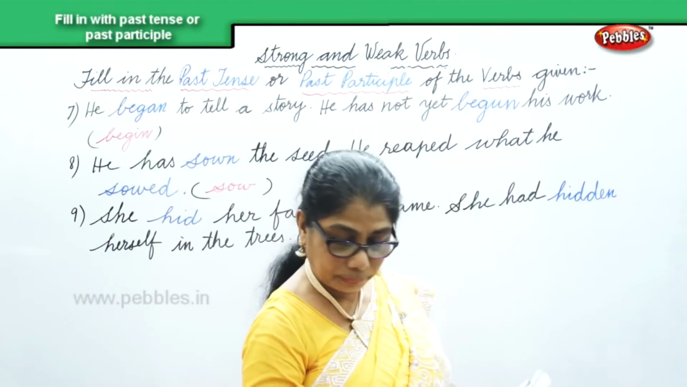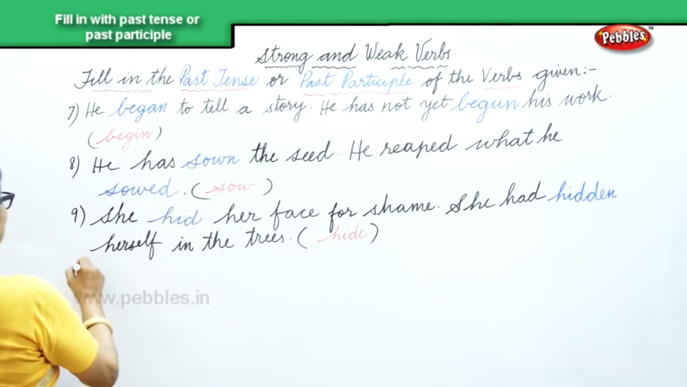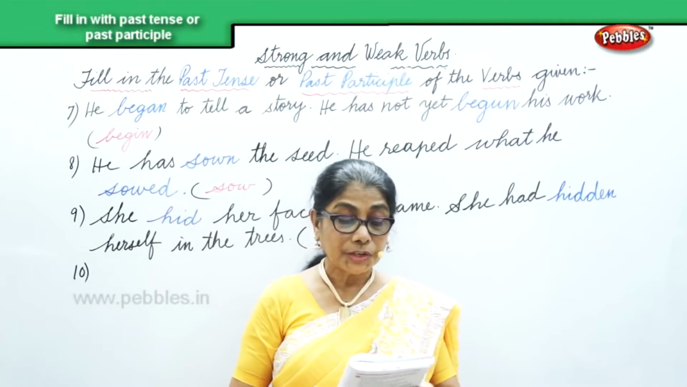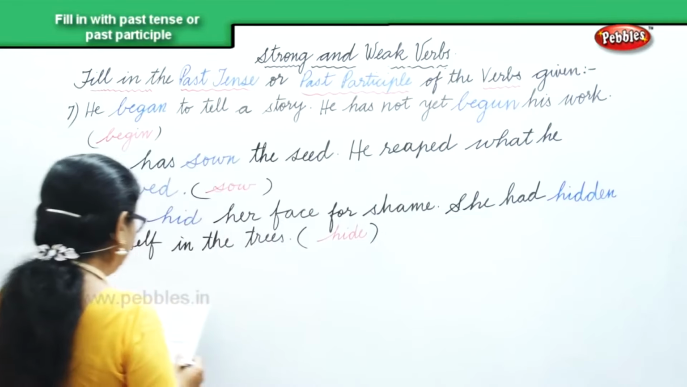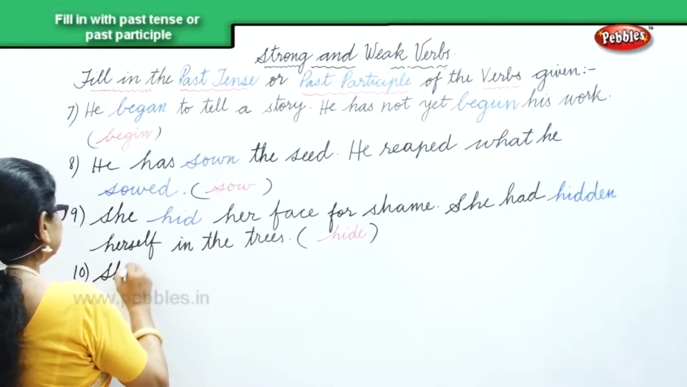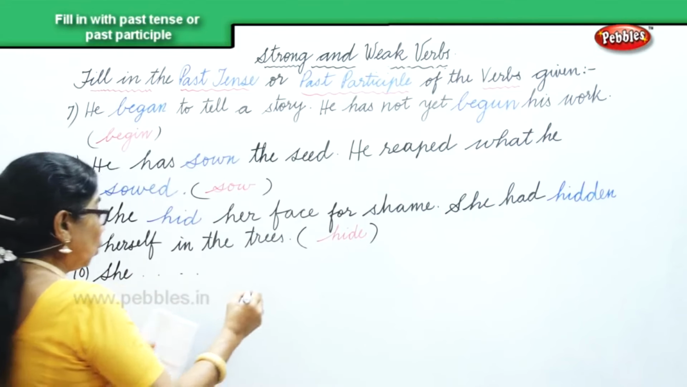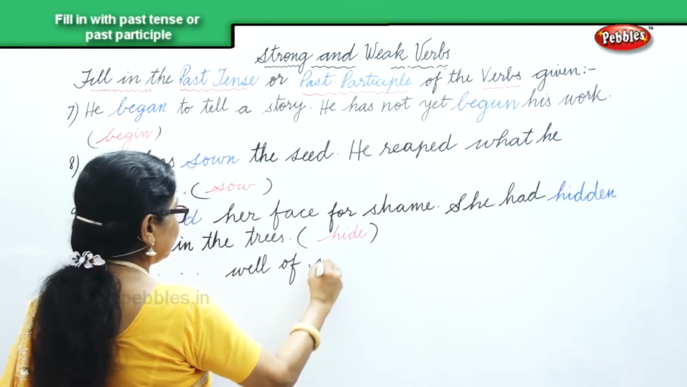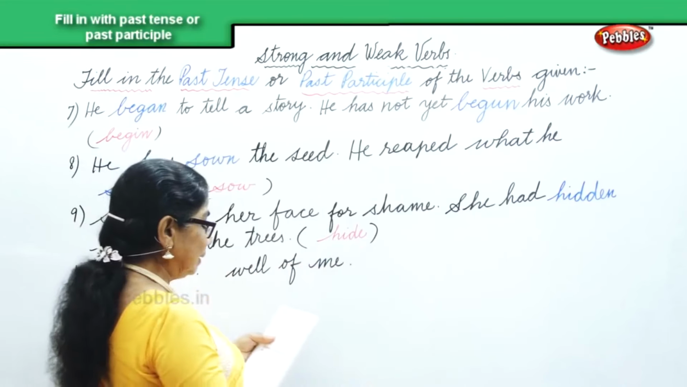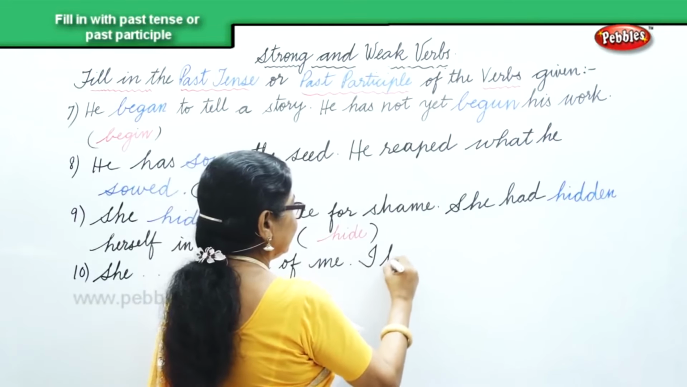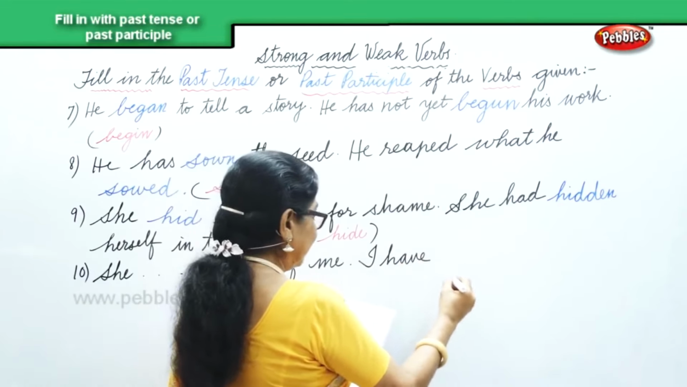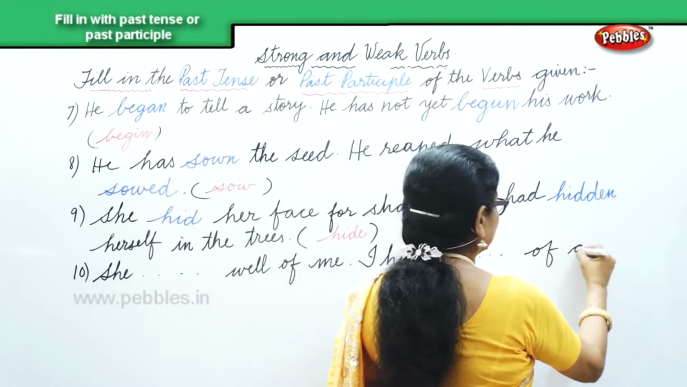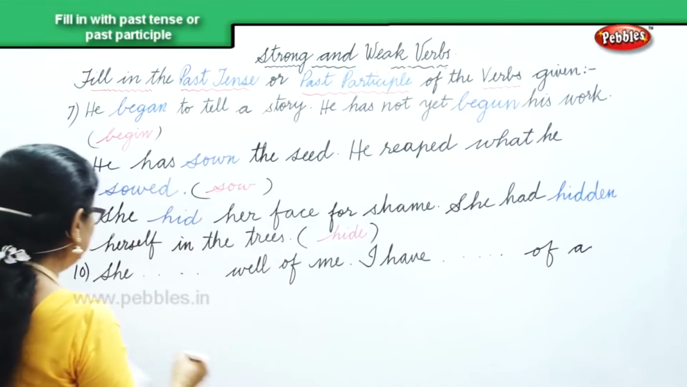Now, another sentence for us to look at. She dash well of me. Another sentence: I have dash of a new plan.